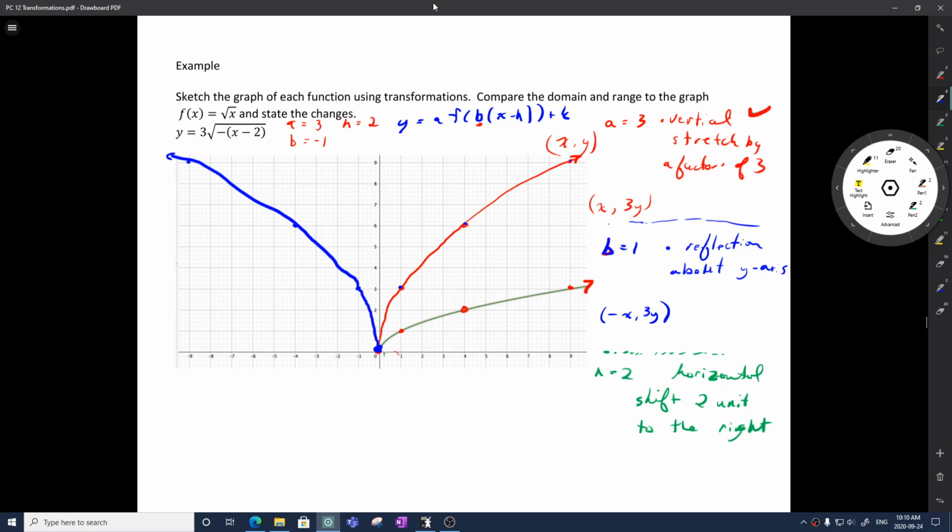There is my reflection about the x-axis, and I'm just going to exaggerate these points for you. They're simply making the x values negative.